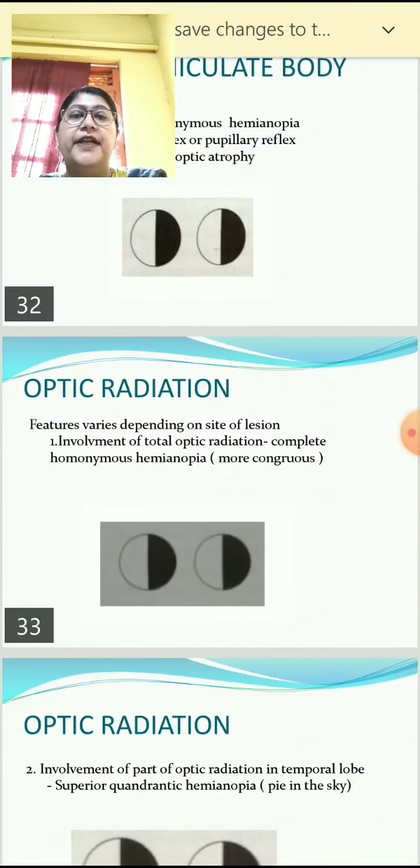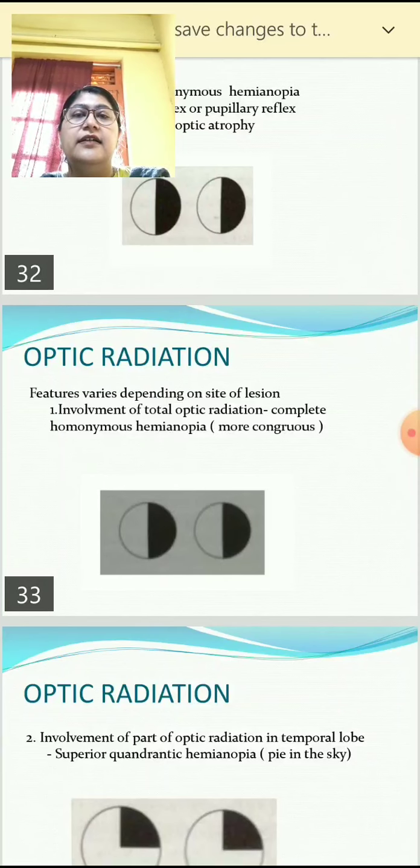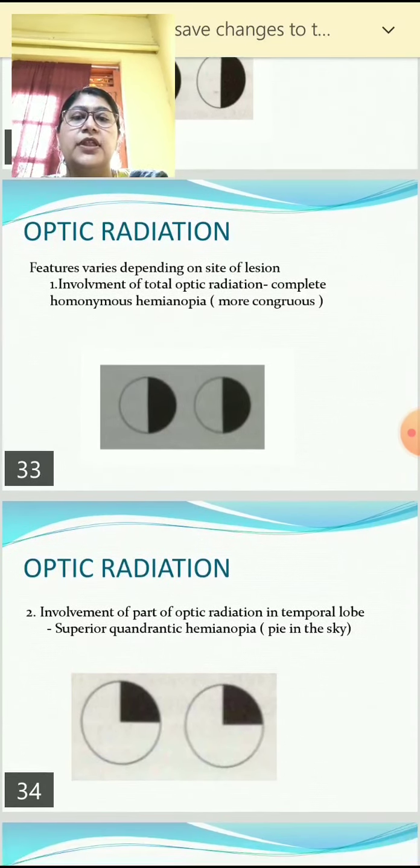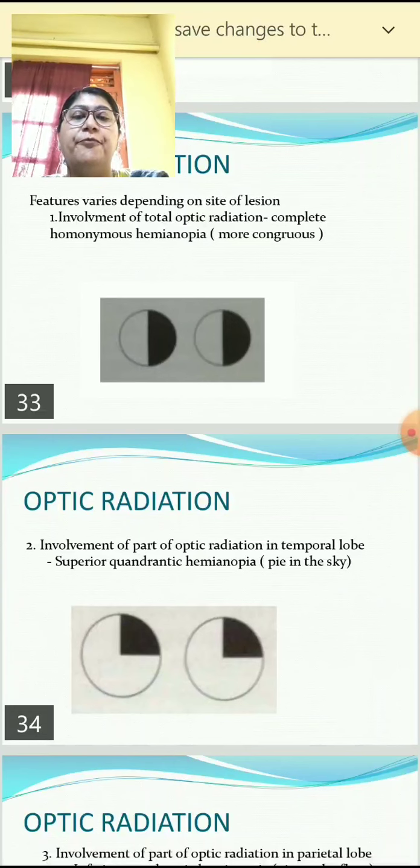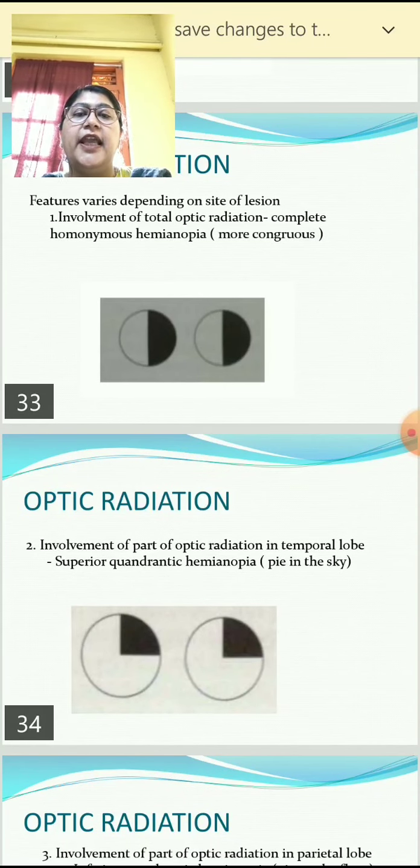Now optic radiation: the manifestation depends on the site of the lesion. Involvement of the total optic radiation means complete homonymous hemianopia, which is more congruent. And if there is involvement of part of the optic radiation in the temporal lobe, then we have superior quadrantic hemianopia.